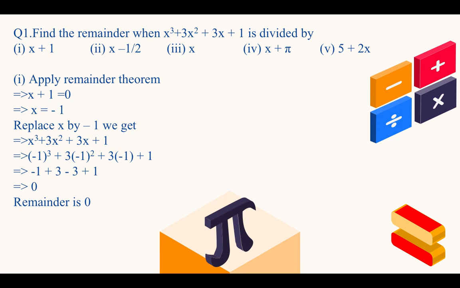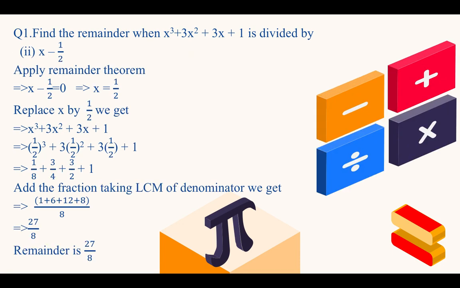So this is how we find out the remainder. And if the remainder is 0, that means x is equal to minus 1 is a 0 of this polynomial. We have done this part in previous exercise, hope you all remember. If the remainder comes out to be 0, then x is equal to minus 1 is a 0 of the polynomial.